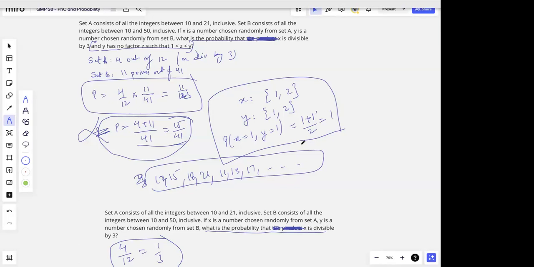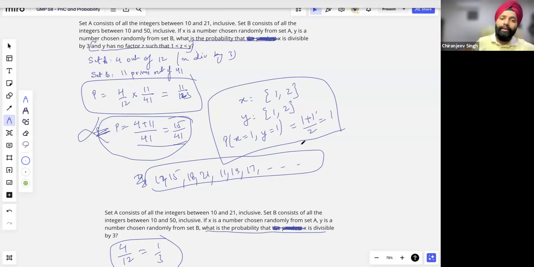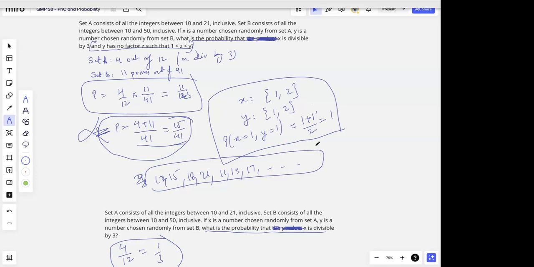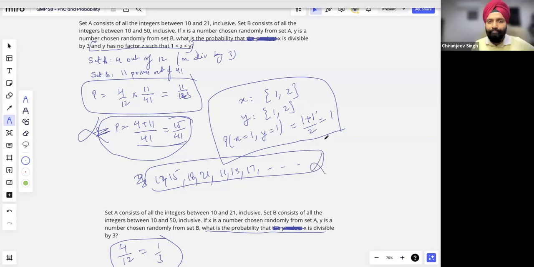Because there is a prerequisite that X is specifically chosen from set A only and Y is chosen from set B only. And set A and set B are different conditions. So what we are doing here is considering one probability, which is X is divisible by 3 from set A. And the second statement follows the other part, that is Y has no such factor from set B. Yeah, that's clarified. Thank you. Any other questions here?